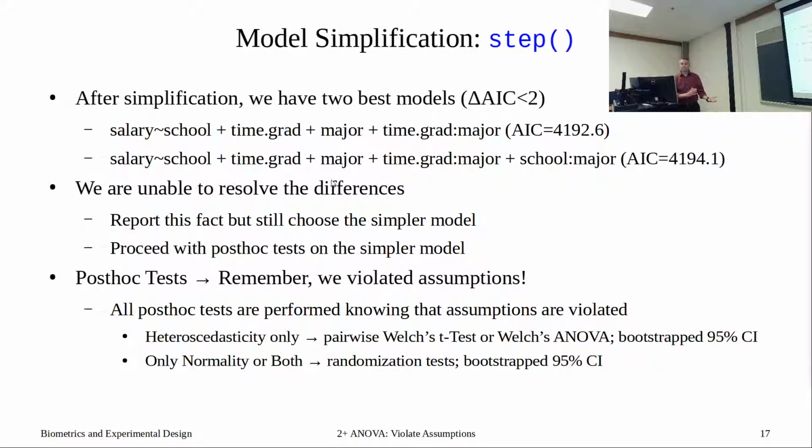So we have 2 best models, in quotation marks, if we go by the difference in AIC values of 2. They have the same terms except one has the school major. We already said we can't really tell which one is the best, but generally speaking, we would go and do all of our post-hoc tests with this lower one, 4192.6.